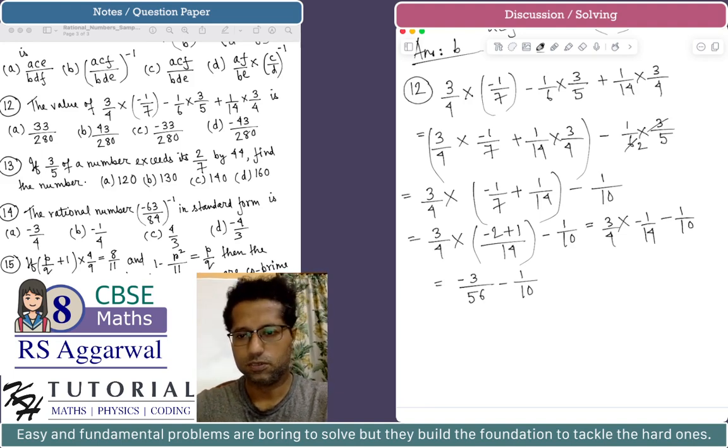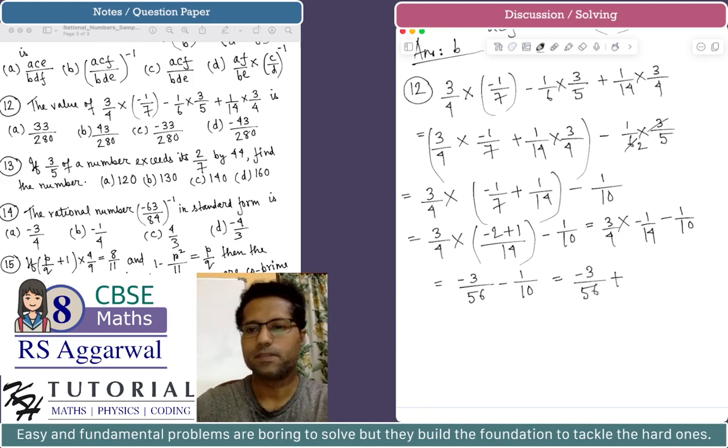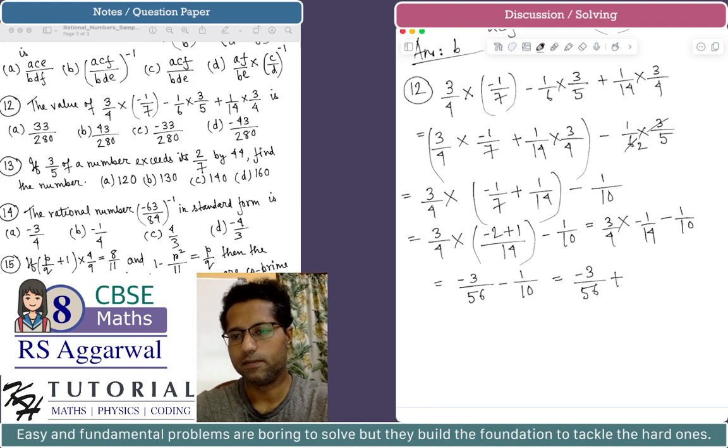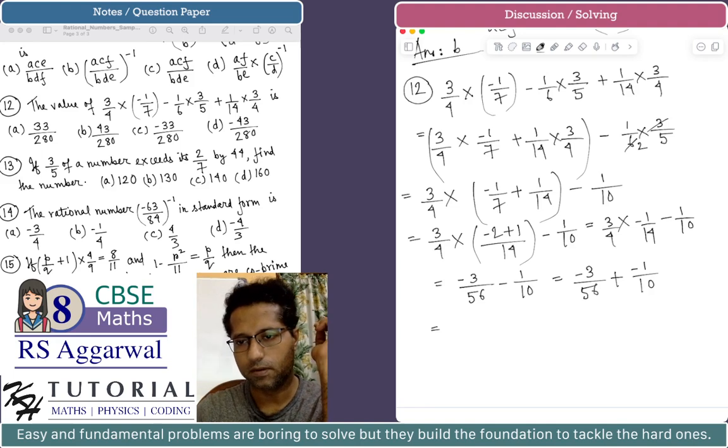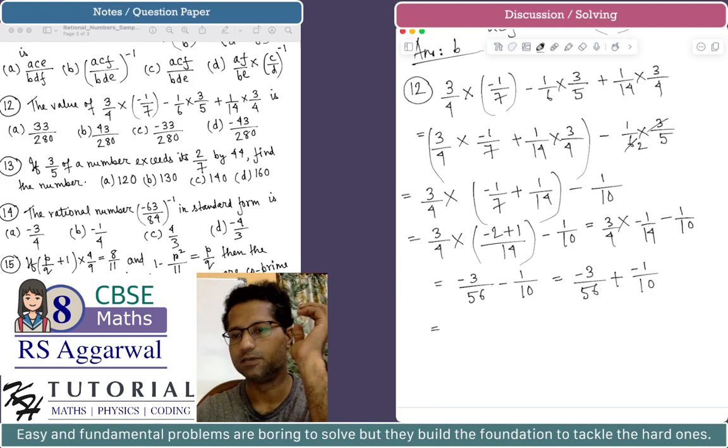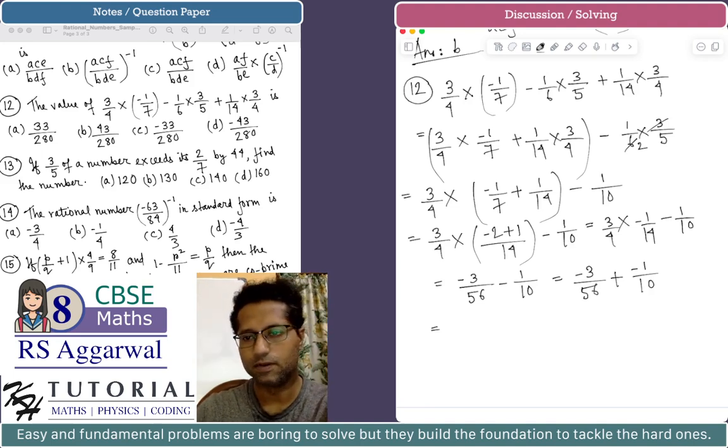Okay, so this is a difference of two rational numbers, and we know that this will be equal to minus 3 by 56 plus the additive inverse of 1 by 10, that is minus 1 by 10. Now we have to take the LCM of 56 and 10. Let's say it's 560. 560 may not be the correct LCM of 56 and 10, but it will work. You will get the correct result.